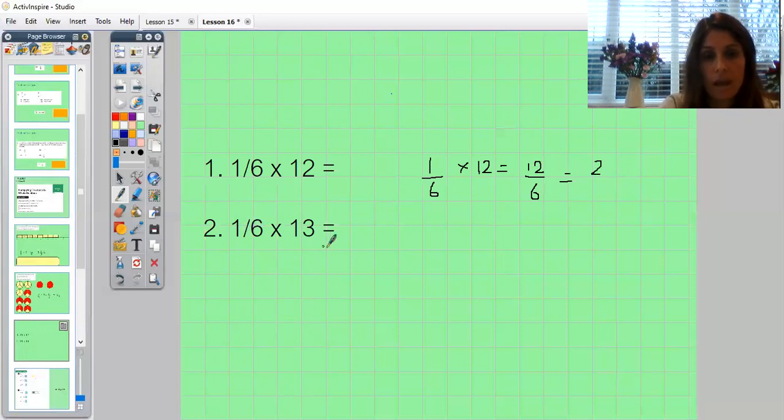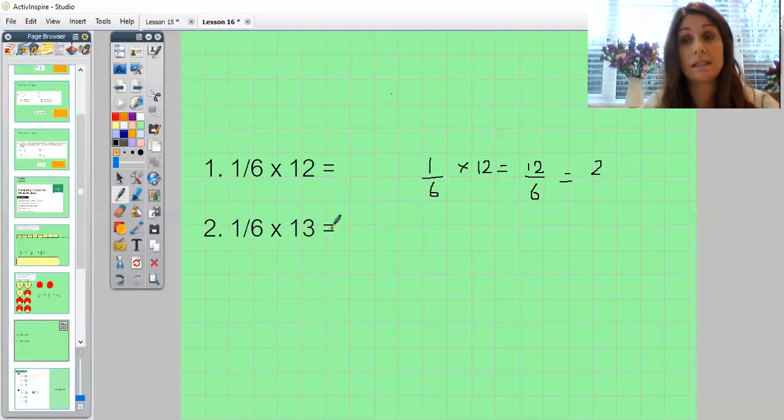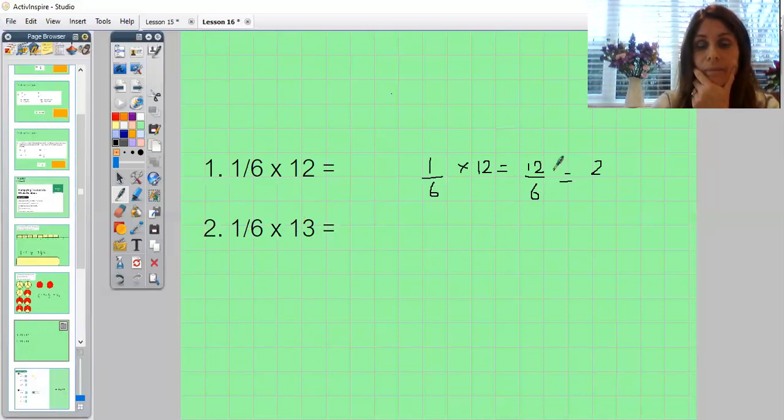Okay, let's do the same here. Now, before we do this, have a little look. This is 1/6 multiplied by 12. This is 1/6 multiplied by 13. So if I came across something like this, I might actually say, well, do I need to calculate this if I've already done this? Now I know that this is one more lot of 6s, so one more 6.